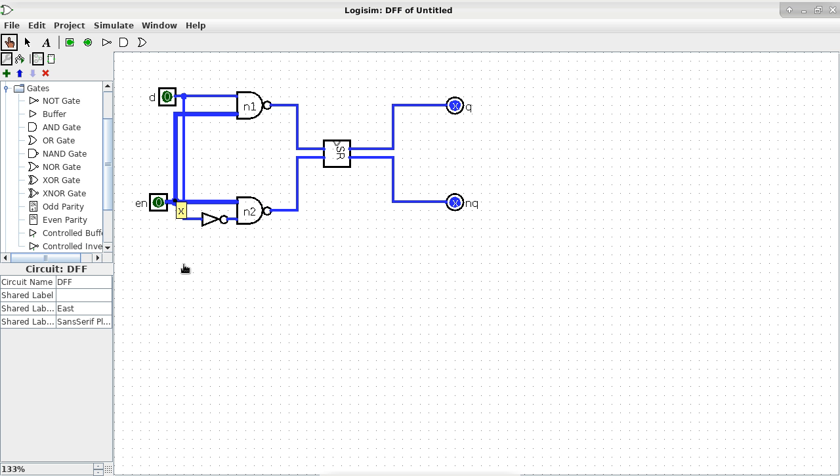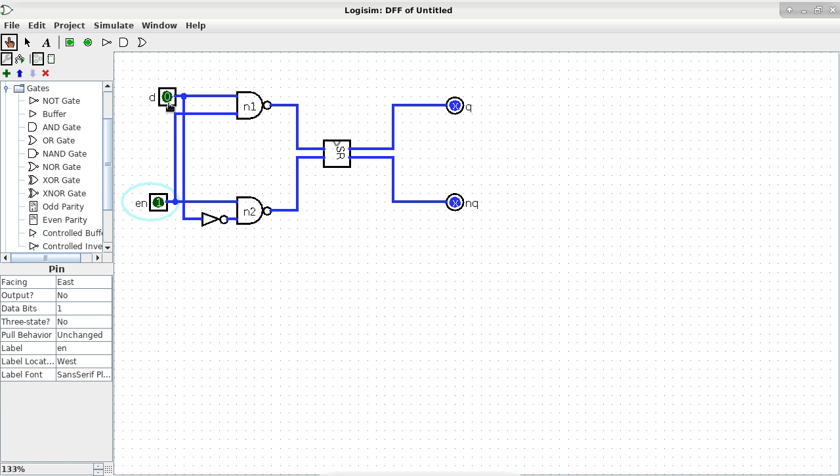So let's say that the data pin is a 0 and the EN pin is a 1, okay? I'm going to go through that scenario, okay? We put a 1 here and the data pin is now a 0. What do you think is going to happen to the SR latch? Okay, so the EN pin is a 1 going into N1, but the data pin is still a 0. So that means N1 is going to do what? N1 is going to output a 1. Okay. What about N2?